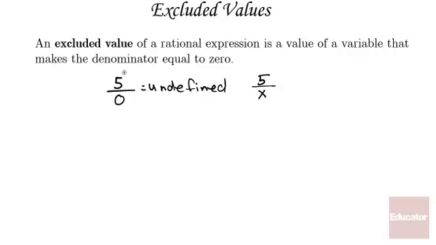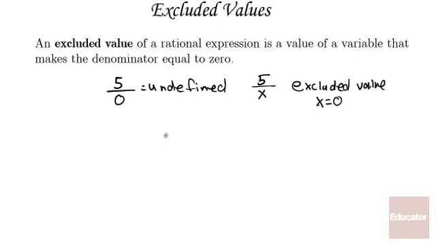Therefore, when we talk about rational expressions, we discuss excluded values. An excluded value of a rational expression is a value of a variable that makes the denominator equal to 0. In this situation, 5 divided by x, an excluded value would be x equal to 0. That's a value that we cannot use for x when we're working with this expression. So this is a very simple situation.